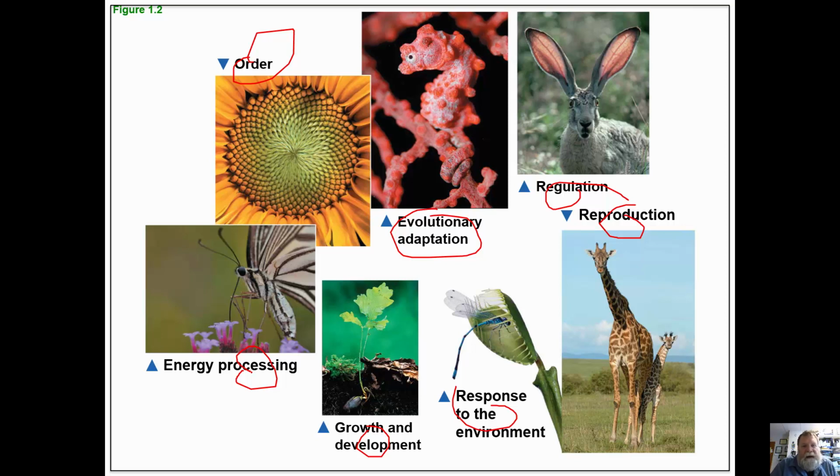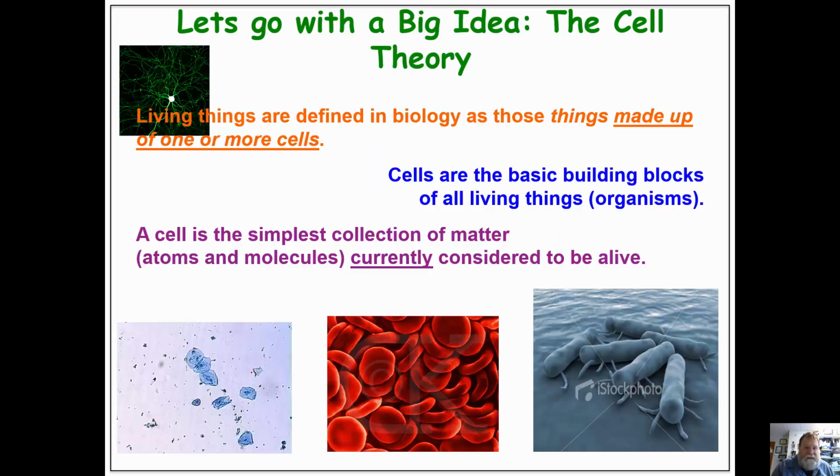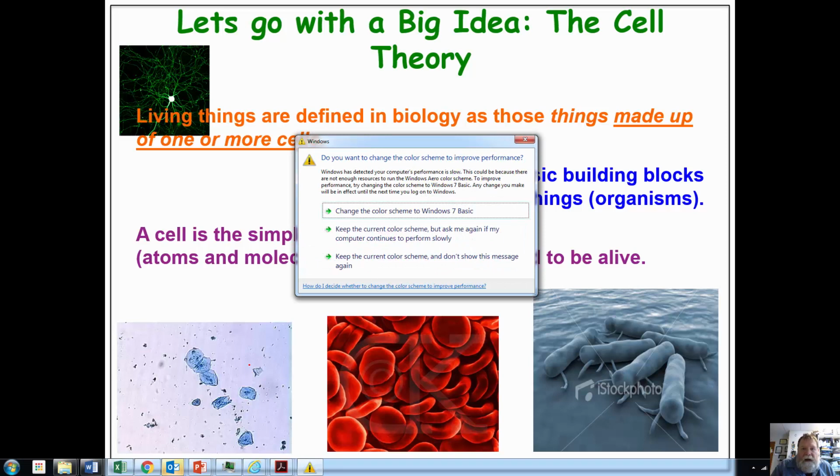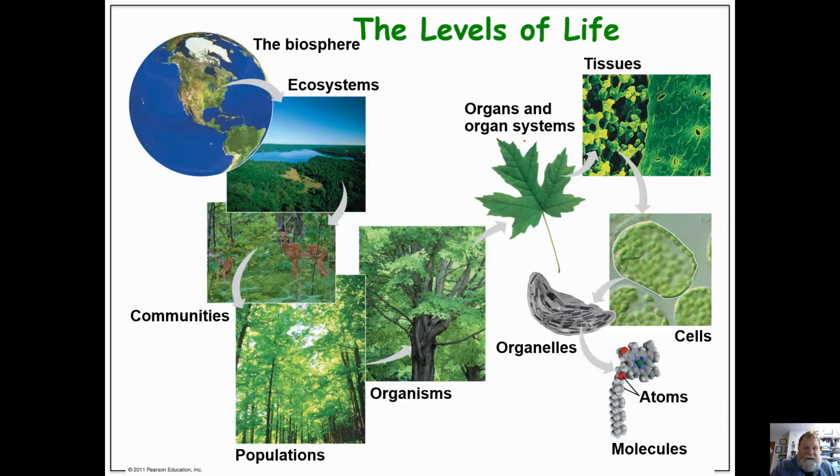So what you want to be able to do is to know and describe these characteristics, and for anything that I would give you, be able to tell me this is alive, this is not alive, and talk about those characteristics. Again, the cell theory is a big thing in this class: the smallest unit of life is going to be a cell, and you need to know and understand what cells are. The second thing that we're going to look at in this class is the levels of life.